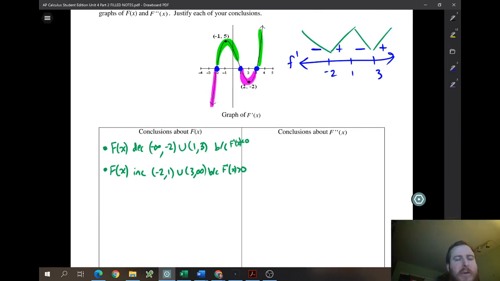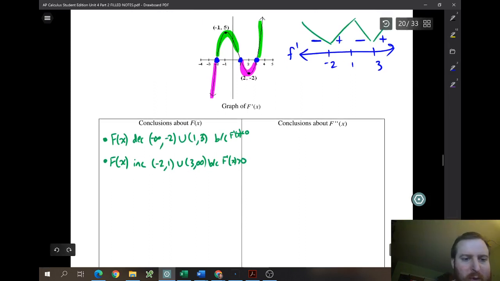And then we can talk about critical points, but I'm going to classify my critical points. So this is number 1, number 2. Number 3, we could have a separate one saying x equals negative 2, 1, and 3 are critical points. That could be our number 3, because F prime of x equals 0. That would be a good thing to put.